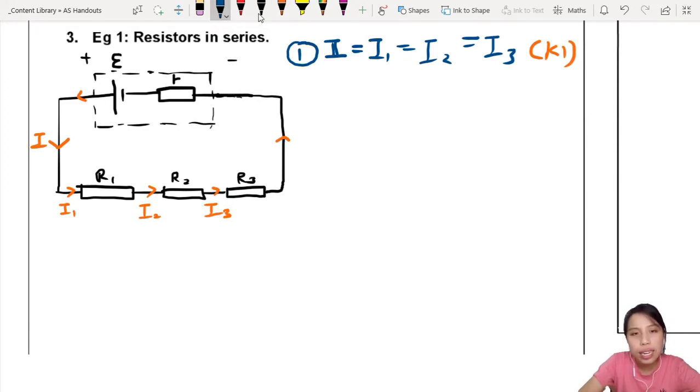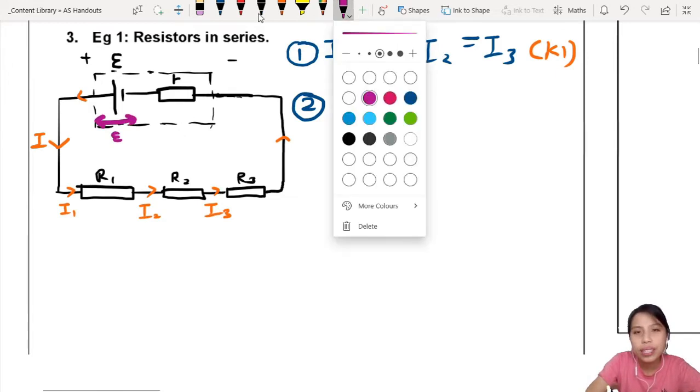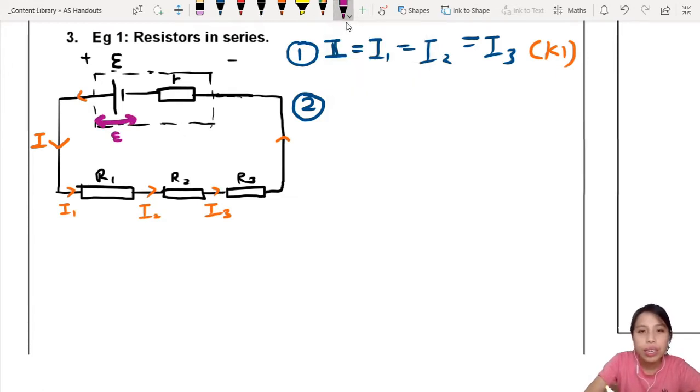Let's do another thing. Let's use Kirchhoff's second law. Now, the second law says you have your potential drop across your EMF, this one here. Let's call this E. I already wrote that E, no need to write again. Also, I need to make this a bit smaller. So we have E.